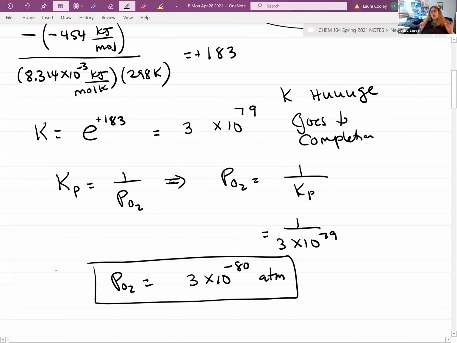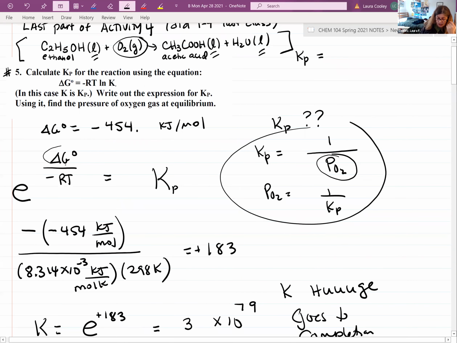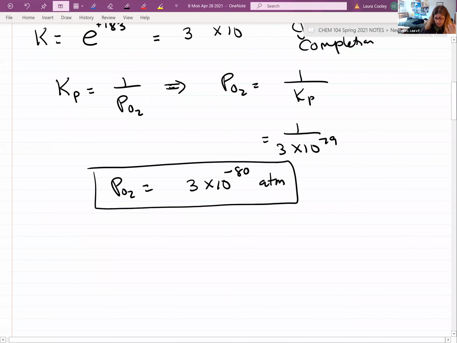So that is so small that there is no way you could measure that. In fact, the only way to really know that number is to measure the delta G zero by some other method. Then you could figure out how low that pressure is going to be. So without knowing the delta G, you'd never be able to measure that equilibrium constant. You'd have to figure out another way.